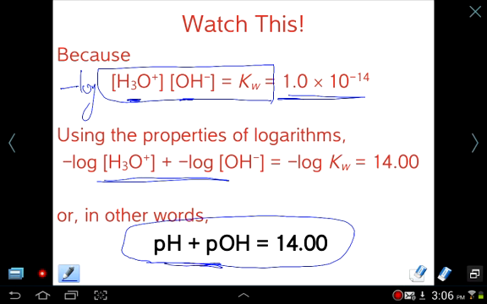We said that the negative log of Kw, just negative log of this number, gives you 14. That's how we undo the power. And then you end up with this powerful equation. You may have seen this in previous chemistry classes as well. The pH of a system plus the pOH of a system gives you 14.